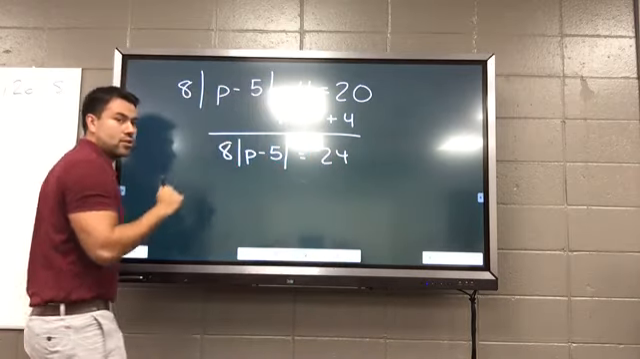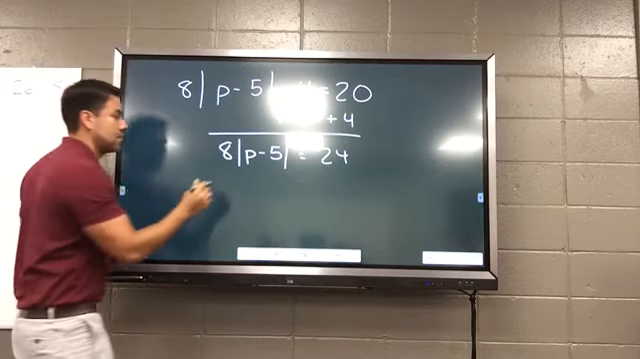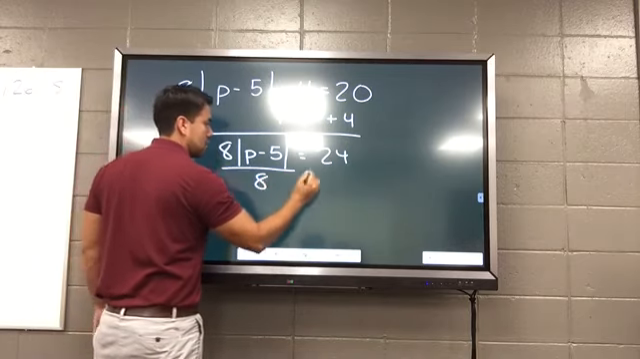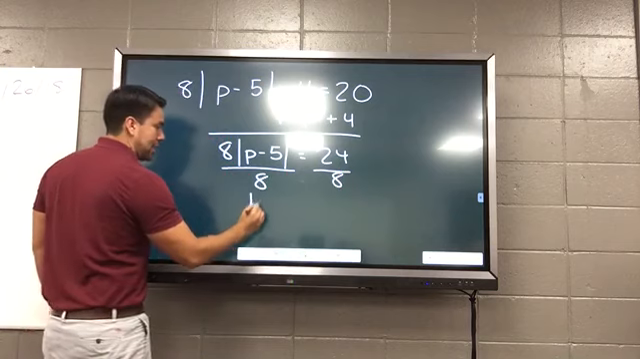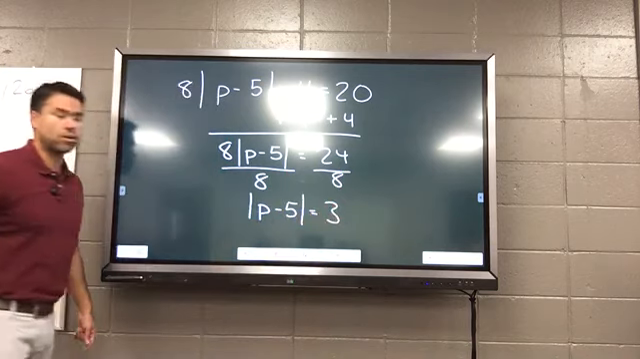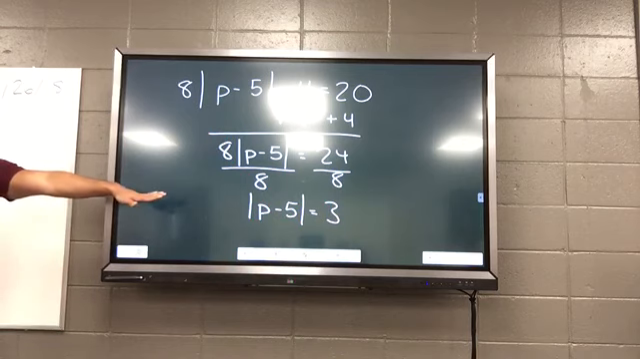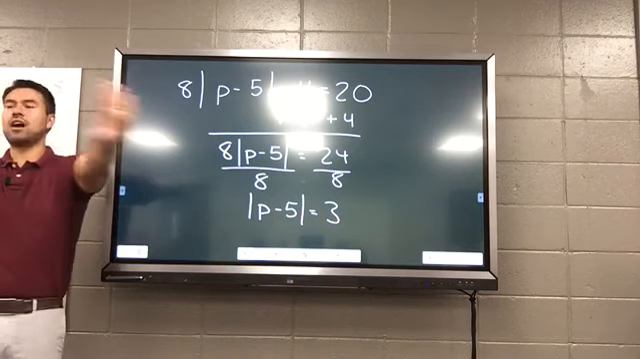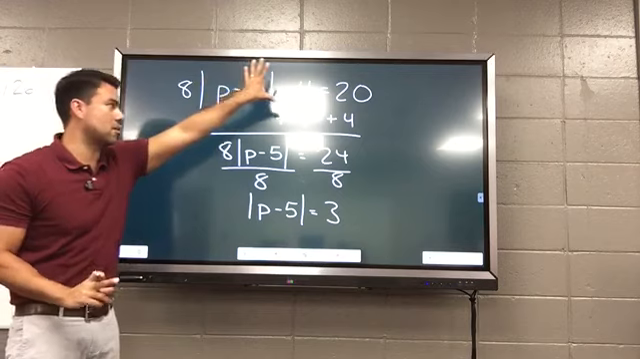All right, what do I do next then? It's still not by itself. Davis? So I get the absolute value of p minus 5 is equal to 3. So this is where you should have gotten that. Then you split it off into 2. You don't split it off up here into 2.